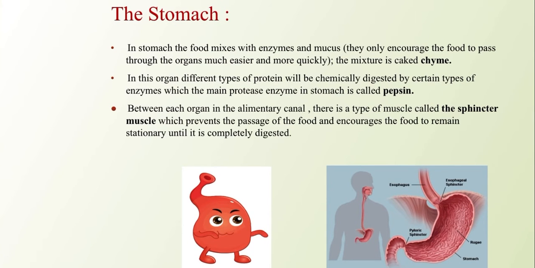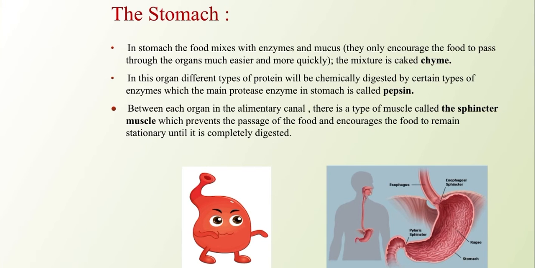In the stomach, the food mixes with enzymes and mucus. As we said, the mucus encourages the food to pass through the organs much easier and much more quickly. The mixture is called chyme. As we said, in the mouth the food becomes bolus, and in this case the bolus becomes chyme.